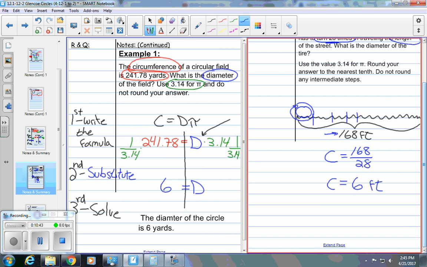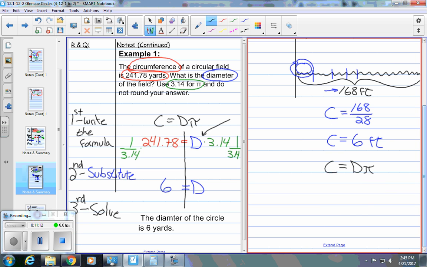But the question doesn't want the circumference. It wants the diameter of the tire. Well, we have to do another step. So we have a circumference. It wants to know the diameter. And look at that. It told us what to use for pi again. So when we go to our formula sheet, we're going to use the formula for the circumference, which is still C equals D times pi. And we're going to substitute into that formula. We know the circumference is 6. We do not know what the diameter is, and they told us to use 3.14 as pi.